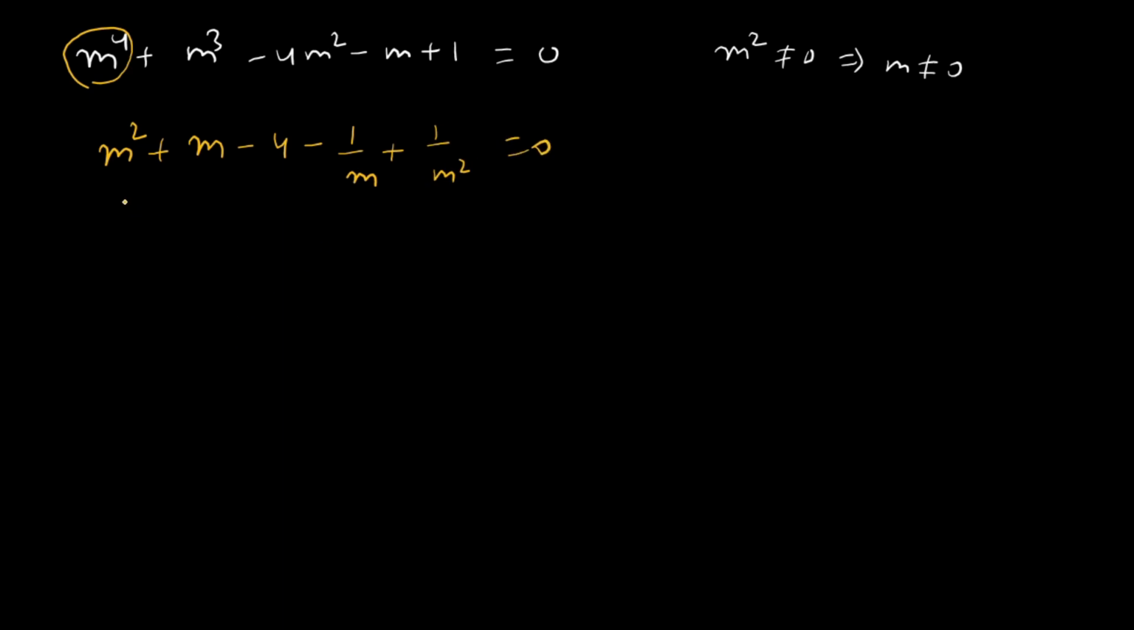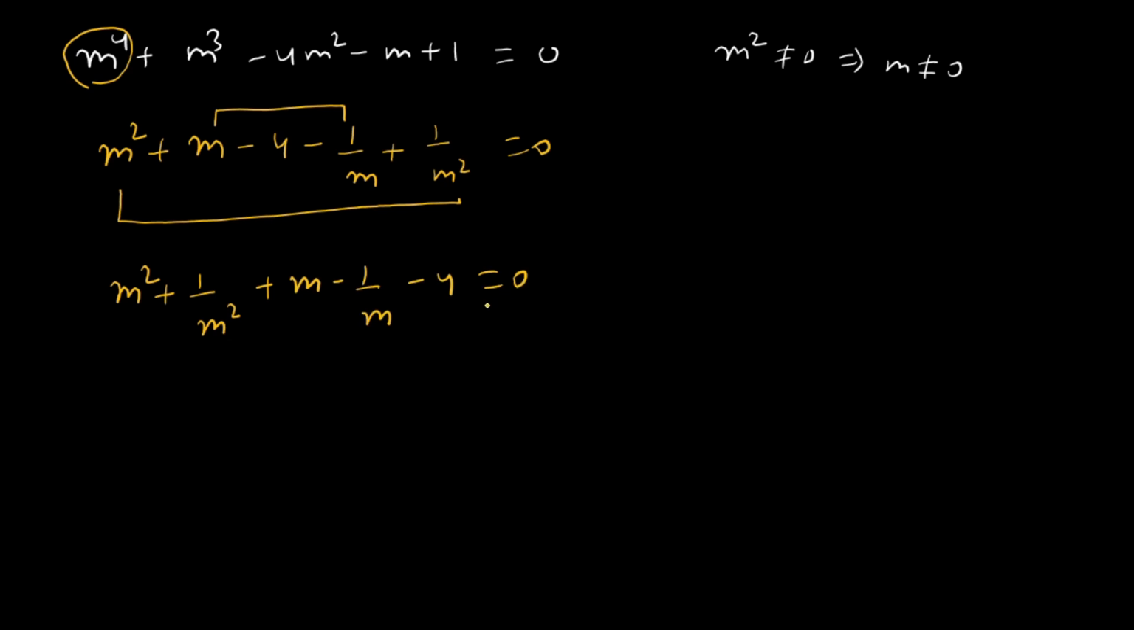Now if we write m square and 1 over m square together, then m square plus 1 over m square, and m minus 1 over m, minus 4, and this is equals to 0. Here look carefully at this expression: m square plus 1 over m square, m minus 1 over m.